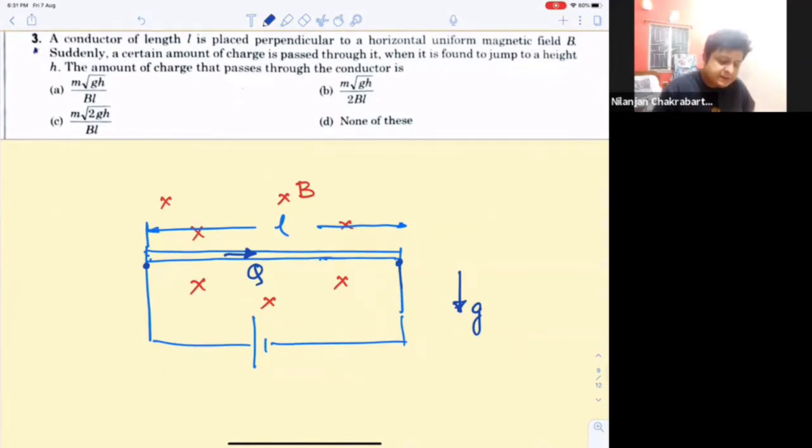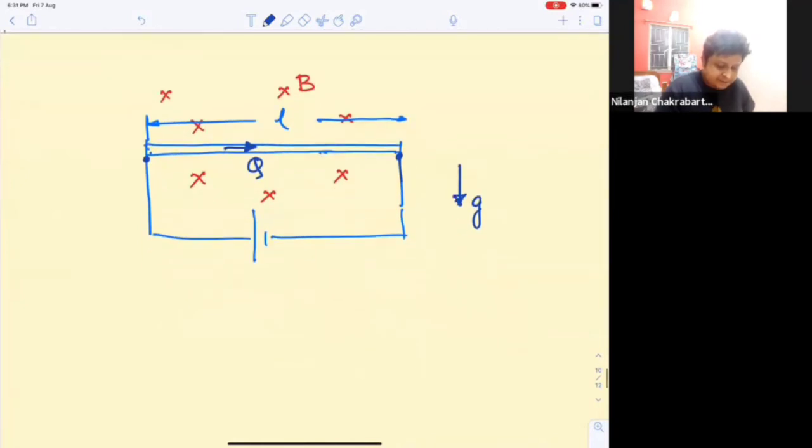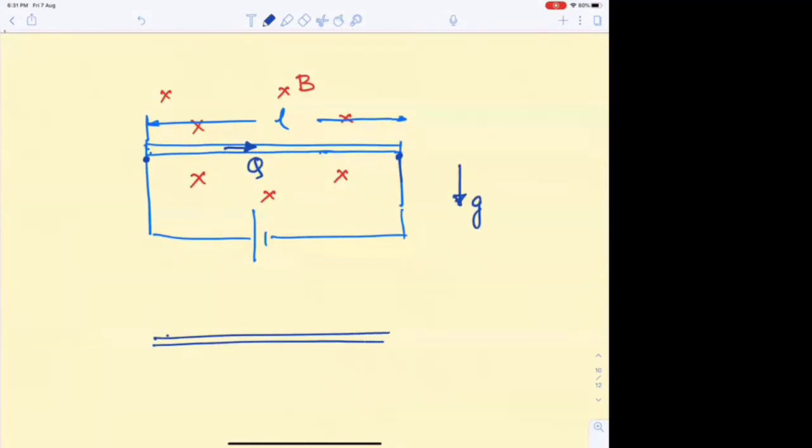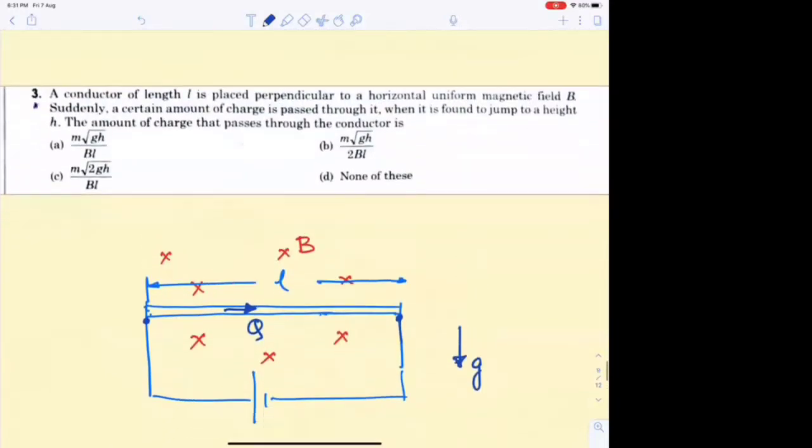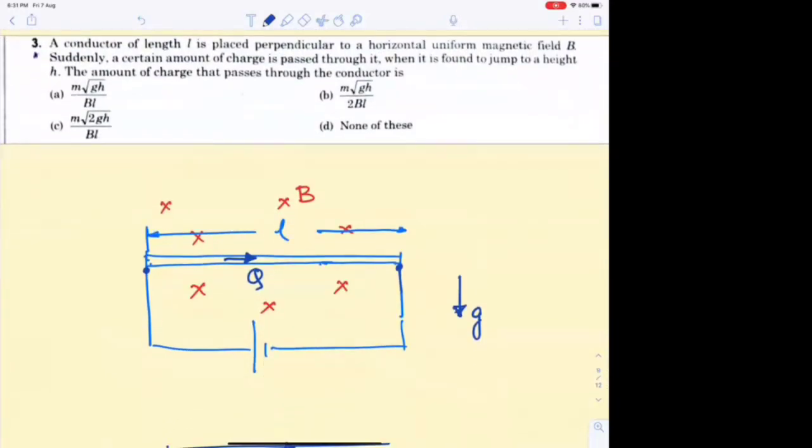Now, why will it jump up? See, if a current I flows through a wire, say. Sir, I would like to see the question once again. One minute, sir.